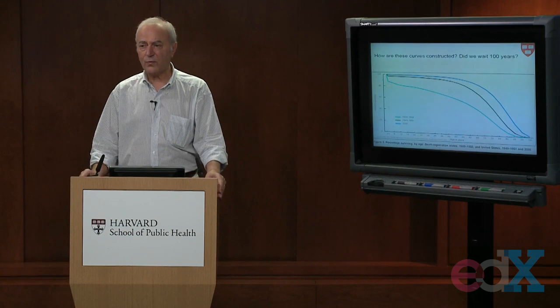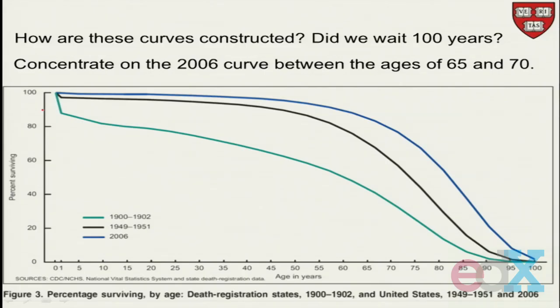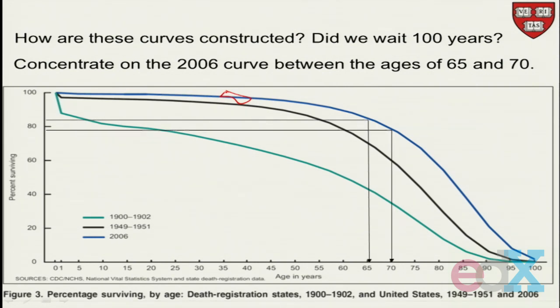So, for example, if we go back to these tables, just look at the 2006 curve, and ask what happens between the ages of 65 and 70. These are the people who have survived to age 65. Suppose we know that point. Then how do we get this point here? Well, if you just tell me what percentage of 65-year-olds will die before they reach 70, that will give me this point.